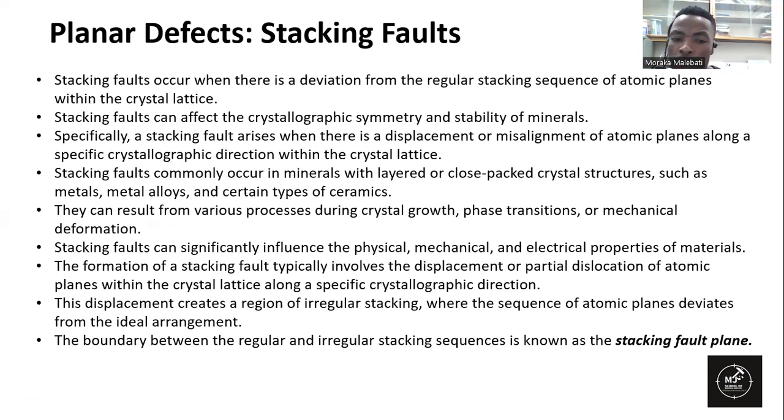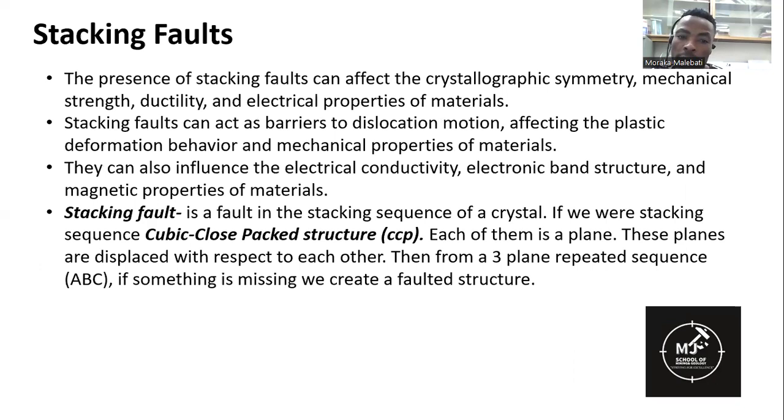Now the boundary between the regular and irregular stacking sequence is known as the stacking fault plane. Remember when we say it's perfect, we expect ABC, ABC, ABC. But when it becomes imperfect, remember defect is imperfection, then we would have something like ABC, AC. That boundary that separates the perfect from the imperfect, we call it the stacking fault plane. I hope you understand now.